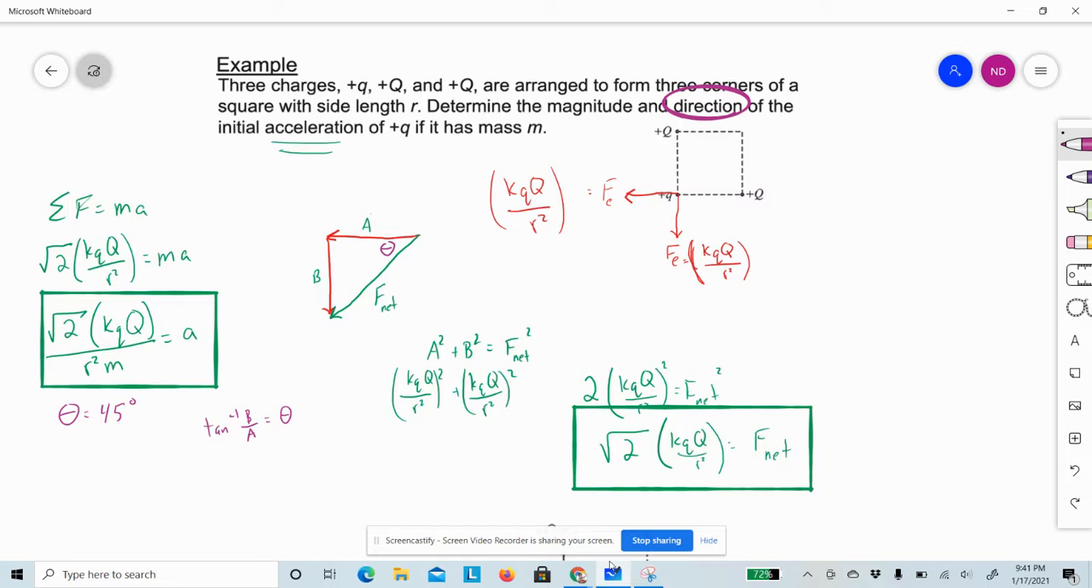And if you want to do all that math, you get the inverse tan of 1, because that's the same magnitude. So B and A are the same thing. You get inverse tan 1 equals theta. And you grab your calculator and do that. You come up with 45 degrees. So inverse tan 1 equals 45 degrees.